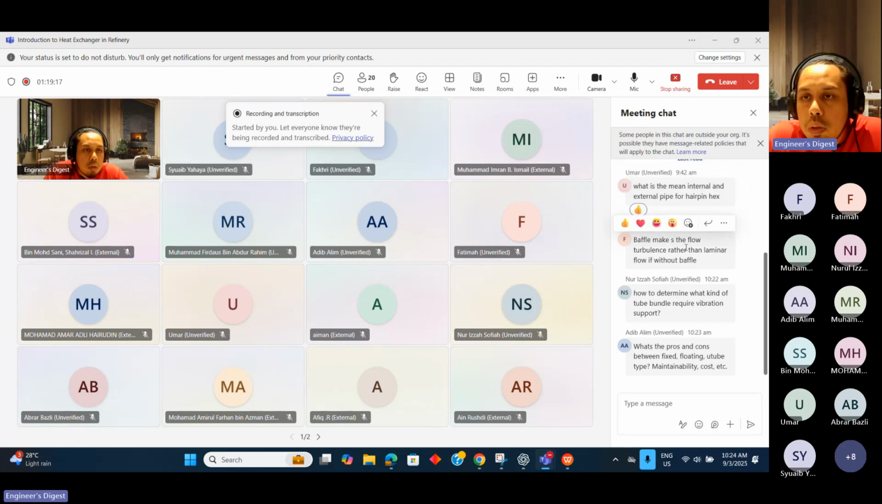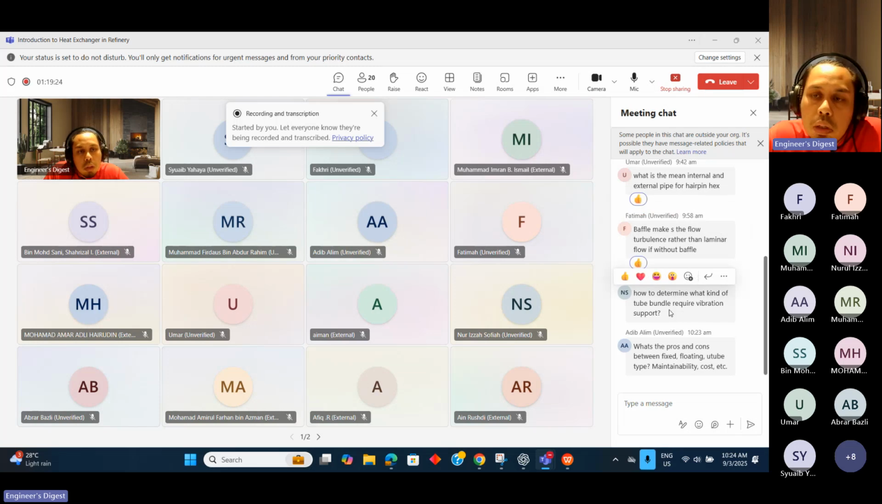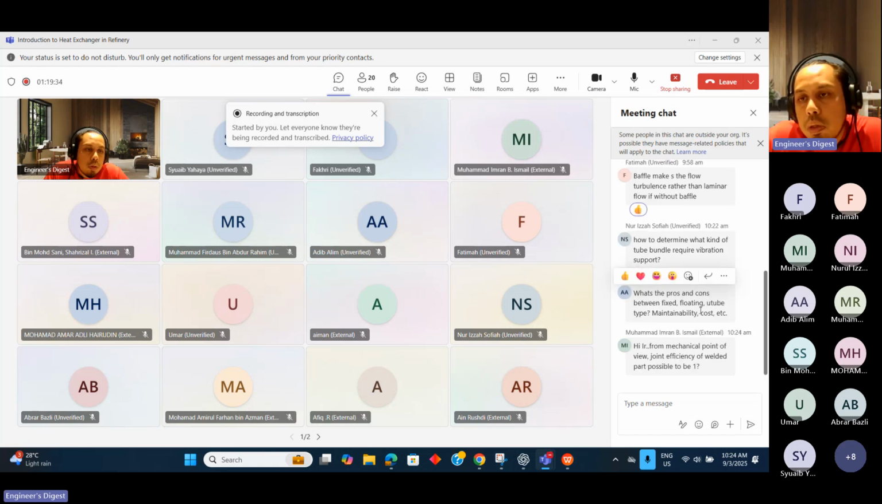Baffle makes the flow turn. This one was covered earlier. Thank you. How to determine what kind of tube bundle requires vibration support? I believe this will require an HTRI calculation. Vibration support.